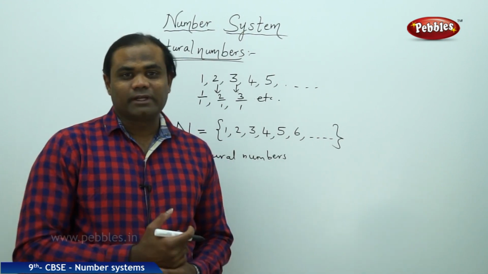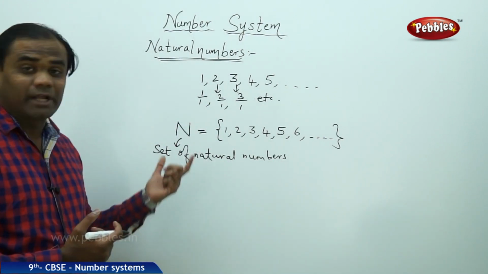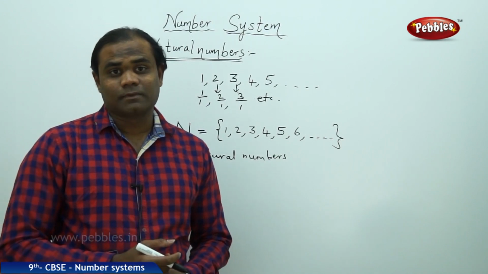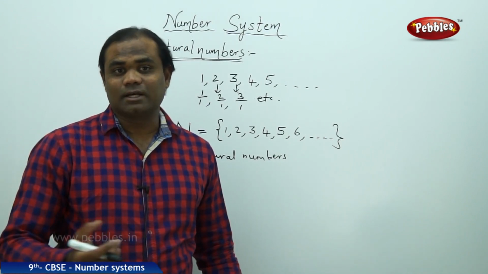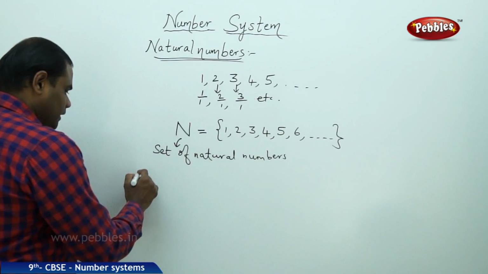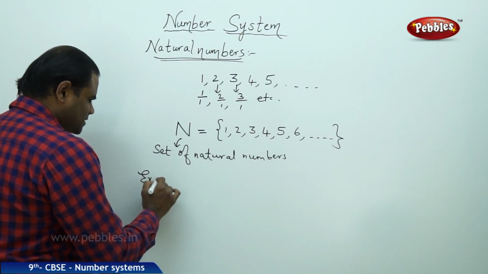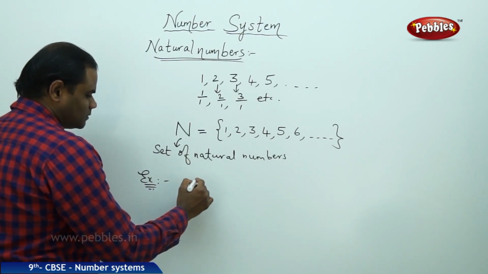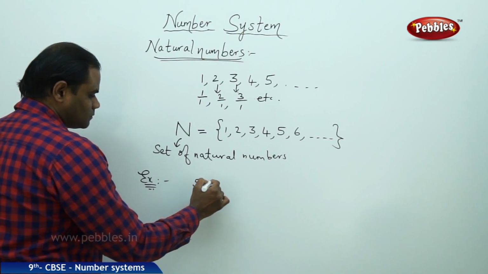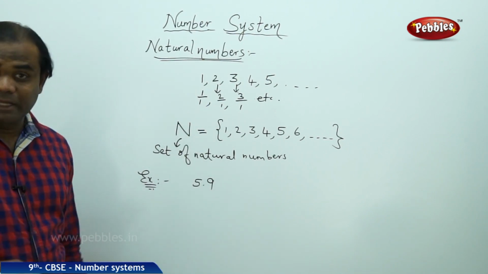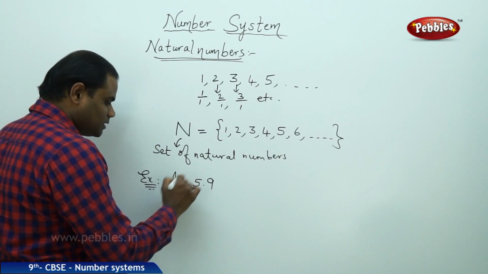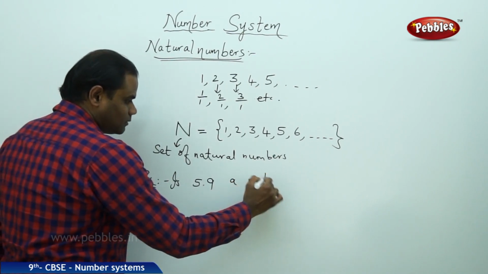Let's see how we can deal with different examples and understand natural numbers better. Let's try with different types of examples. For example, I would like to test if the number 5.9 is a natural number. So my question is, is 5.9 a natural number?